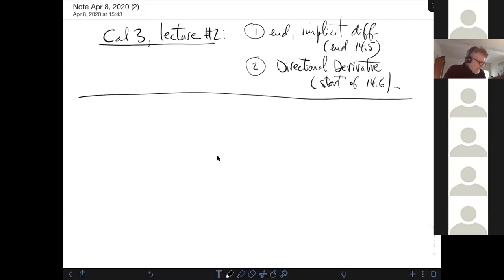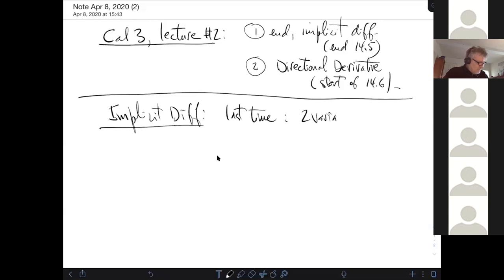Okay, so today I'm going to finish implicit differentiation. That'll be the end of 14.5, and I'm going to slowly start 14.6, directional derivative. So implicit differentiation again. Last time I did the two variable case. So let's move on now to three variables. We're not going to do more than that.